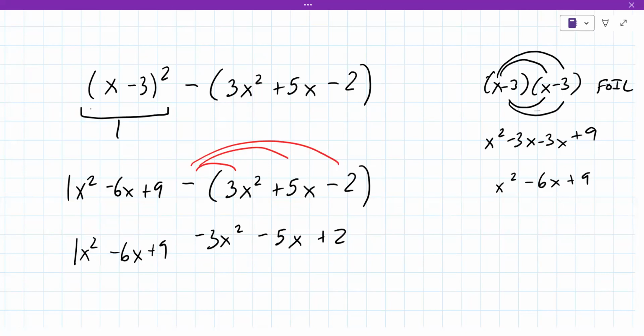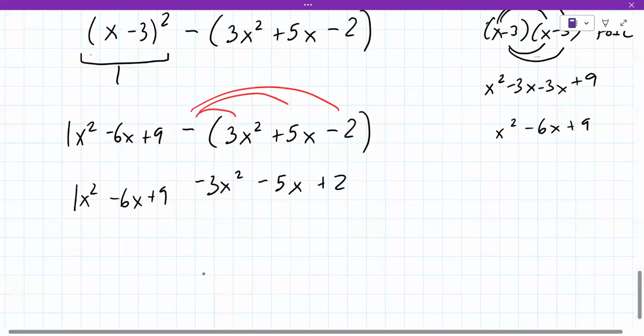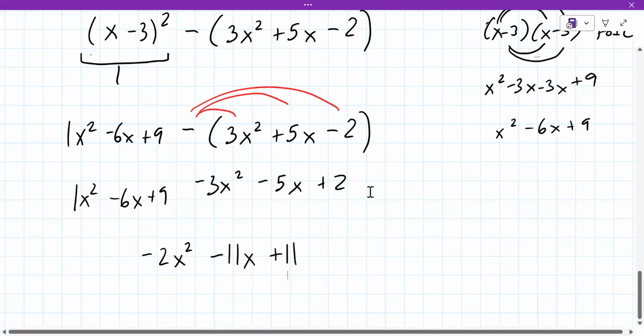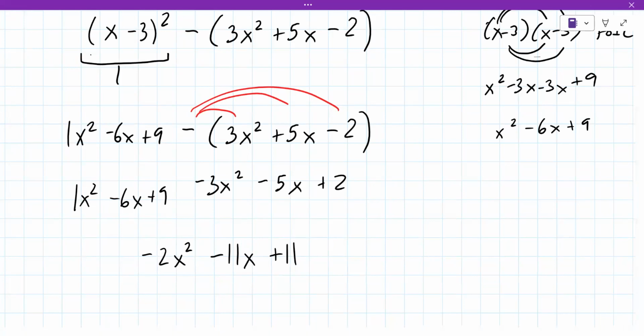That would be negative 2x squared, minus 11x, plus 11. Really good. Okay, so a couple things here we got to review because got to really make sure you remember when you see something.